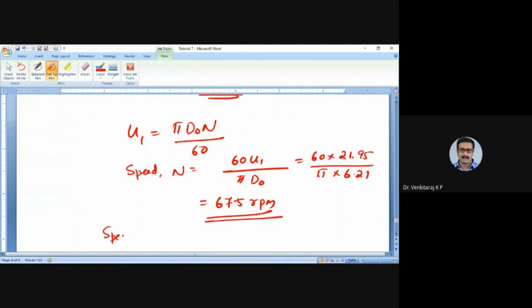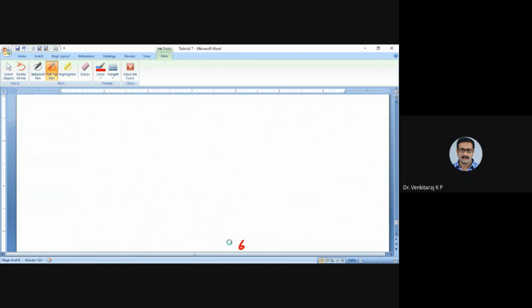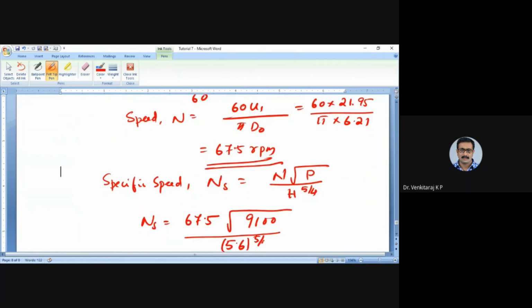Now specific speed of the turbine is again the same equation we have written in the previous problem. So Ns equal to N root P by H raised to 5 by 4. You substitute N as 67.5. Always remember to substitute this N in RPM, then power in kilowatt. So in this equation you need not convert the power into watt. You put the power value in kilowatt divided by head, 5.6 to the power 5 by 4. So the specific speed value you get as 746.